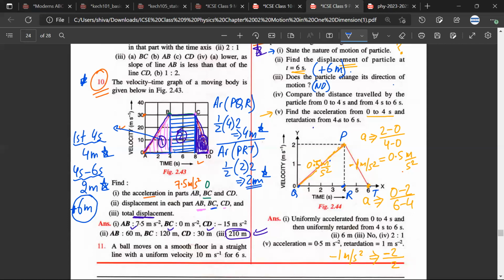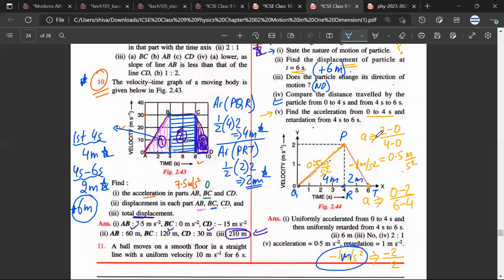So compare the distance traveled by the particle from 0 to 4 and 4 to 6. The distance would be equal to the displacement only, and it will be equal to 6 meters. From 0 to 4, it's accelerating, and from 4 to 6, it's retarding or slowing down. Find the acceleration from 0 to 4 and the retardation from 4 to 6. Any acceleration which has a negative value is basically retardation. Are we clear? Yes. Okay.